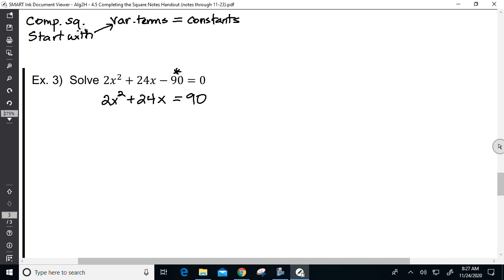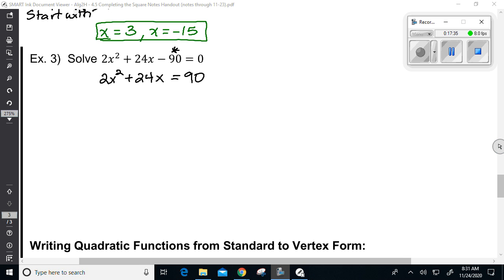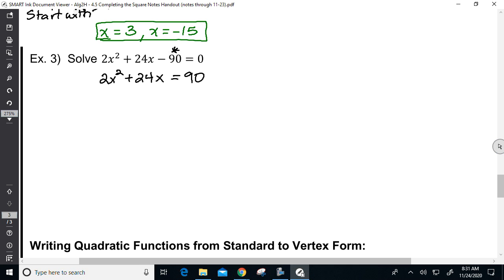So now this problem is not that much different than any other problem. All right, so we took care of the first step, which was to move the negative 90 over, make it positive 90. Next step is to get rid of the a value. So the a value is 2. So everything is going to get divided by 2. X squared plus 12x equals 45.